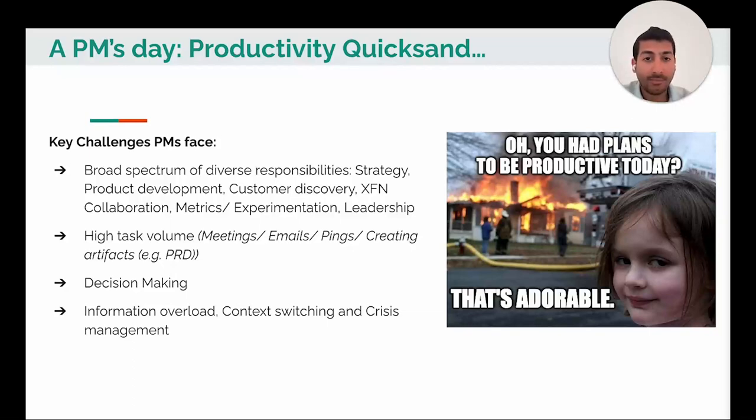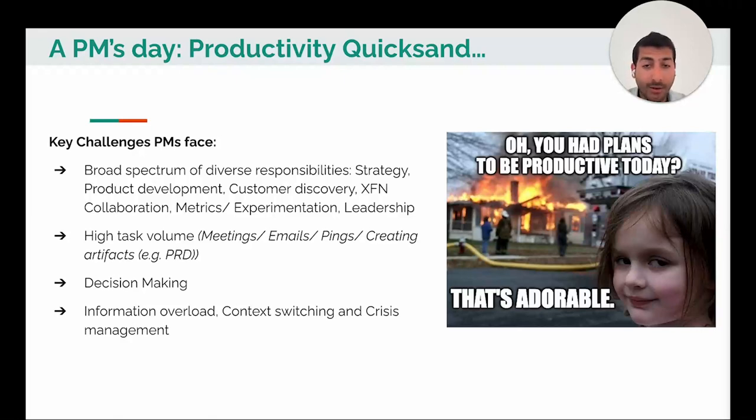You might be doing some data heavy work, or you might just be advocating for your product, for your team within the organization, trying to get more headcount, buy-in from leadership, so on and so forth, right? And then there's the high task volume, right?